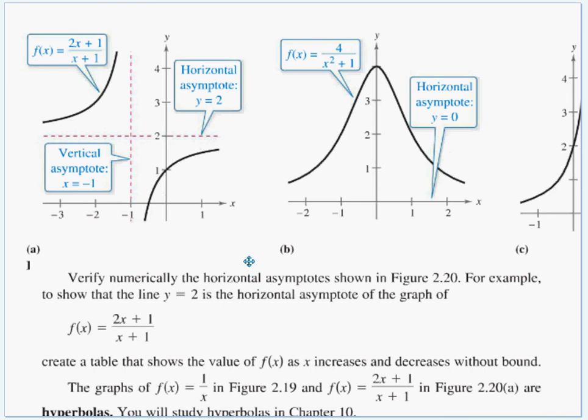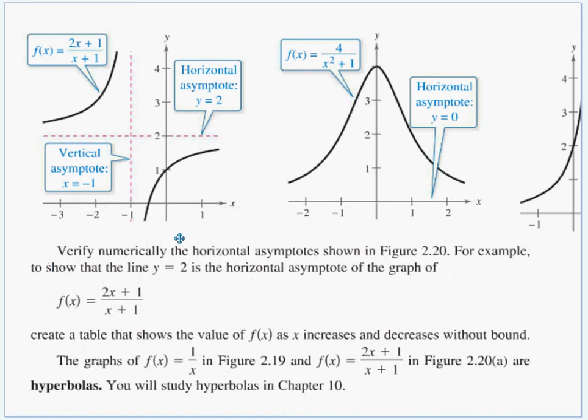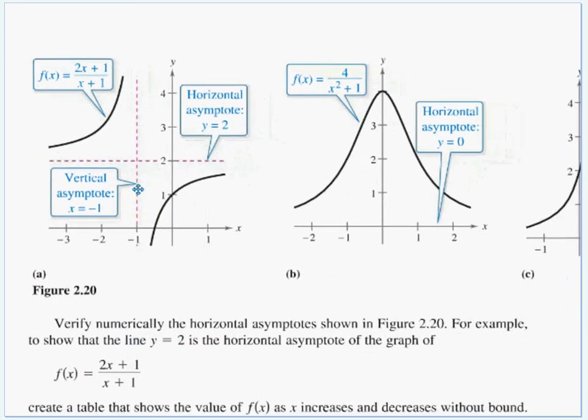So let's see what it says down here. Verify numerically the horizontal asymptote. Create a table of values. We're not going to do that. I'll just get you to the shortcut.